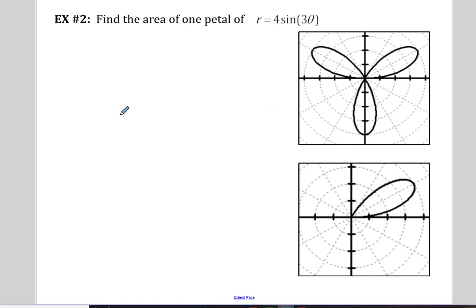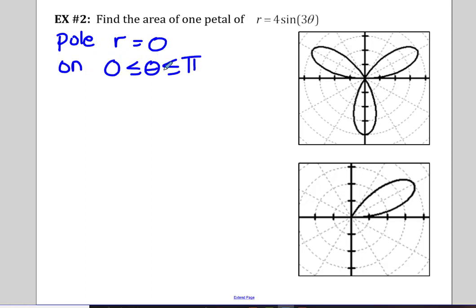Example 2, we want to find the area of just one petal on the 3-petal rose r = 4 sin 3θ. So we're going to look at just one petal. We know that the pole is r equals 0, and that this happens on 0 to π. So we're thinking about 4 sin 3θ equals 0 when sine of 3θ is 0.